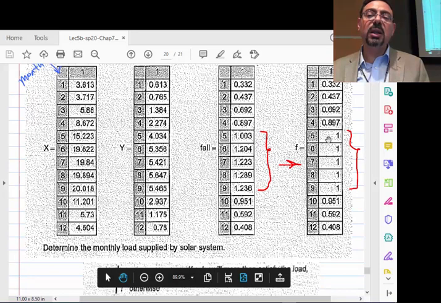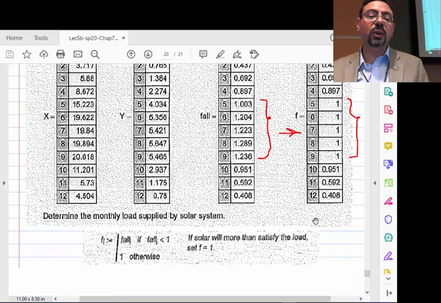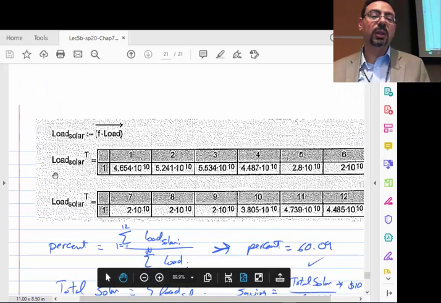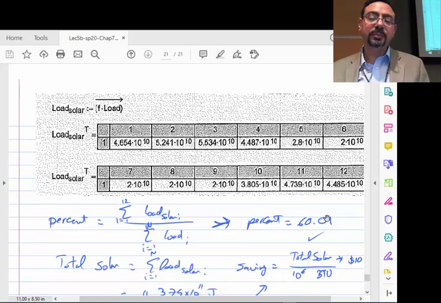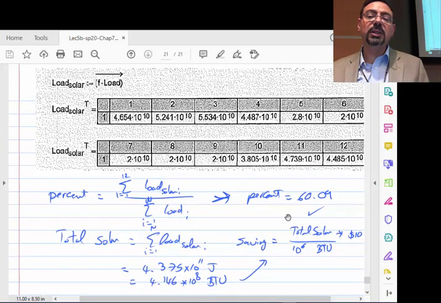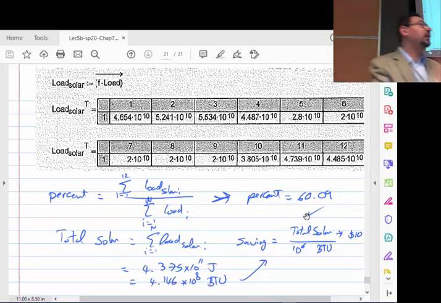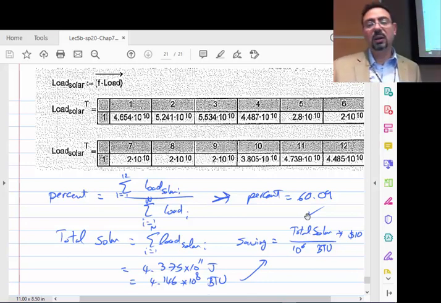Now those are the correct numbers. F every single month multiplied by the load every single month, you'll be able to calculate Q useful every single month. Here is solar radiation and here is the load, so he calculates the percentage and keeps repeating until he gets exactly 60% or higher. Does this make sense? You cannot do this by hand. You have to do it in Excel, because you cannot just keep solving over and over.